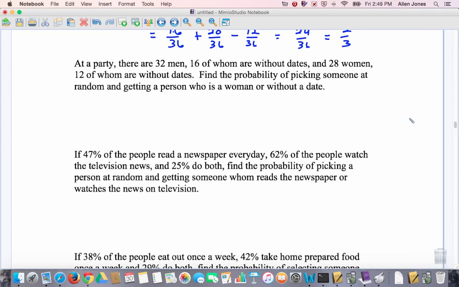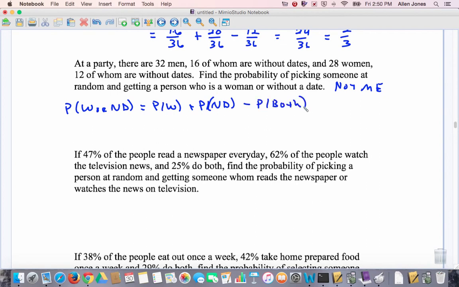Another one here, party: there are 32 men, 16 of whom are without dates, and 28 women, 12 of whom are without dates. Find the probability of picking someone at random and getting a person who is a woman or without a date. So again, notice that we can have women that don't have dates, so these two events are not mutually exclusive. So we'll write that out again. Probability of a woman or not having a date is the probability of selecting a woman plus the probability that person doesn't have a date minus the probability, and I'm going to continue with the word both, they fit into both categories.